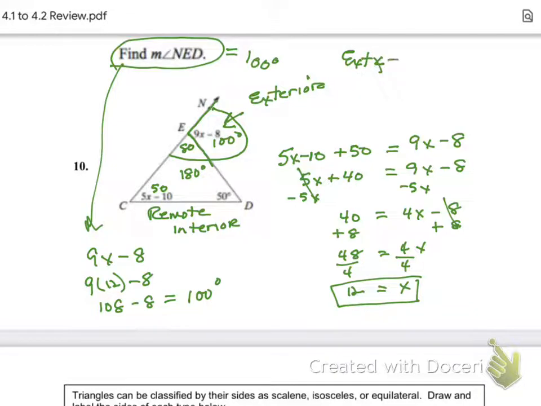Okay, so the key thing you want to remember here is that the exterior angle equals the sum of the remote interior. Okay, that was a theorem we learned in 4.1. You can go back and look at the notes if you want to have additional practice on this. There's more problems there. Okay, let's go on to question 11.